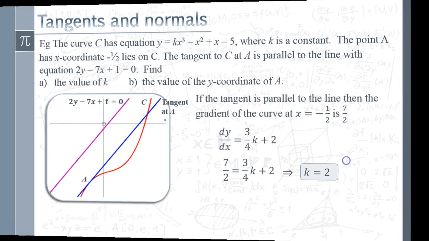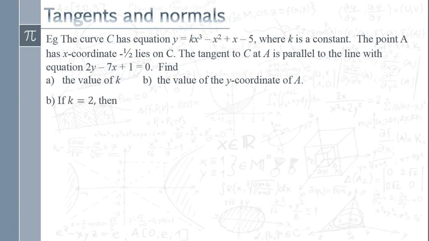Right, so that's part A done. On we go to part B. So if k equals 2, let's go up to our original equation and say, if we know k equals 2, that means our equation is y equals 2x cubed minus x squared plus x minus 5.